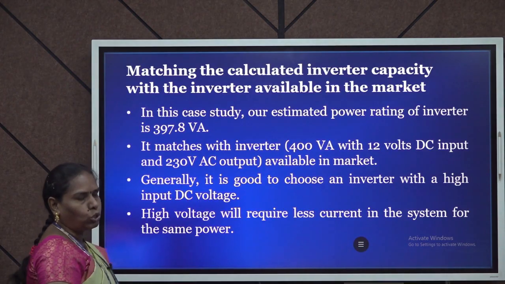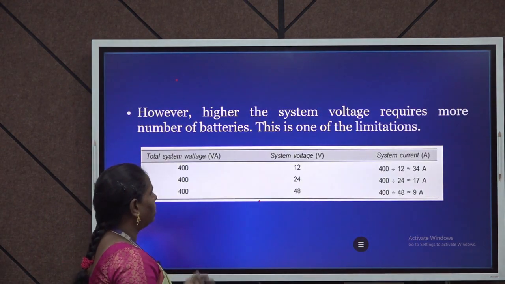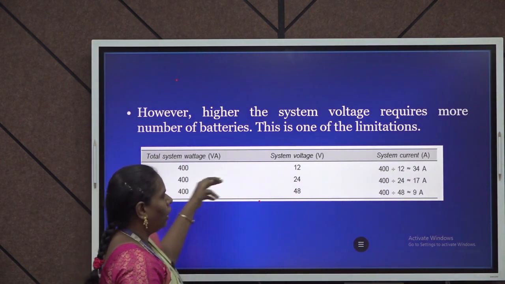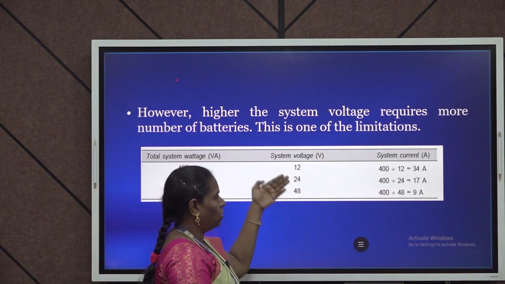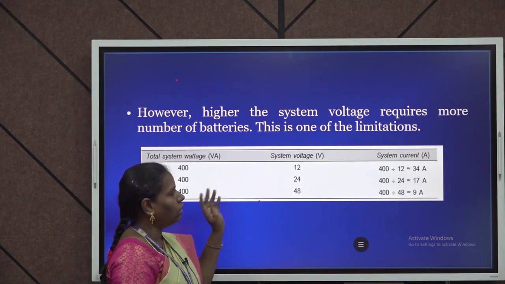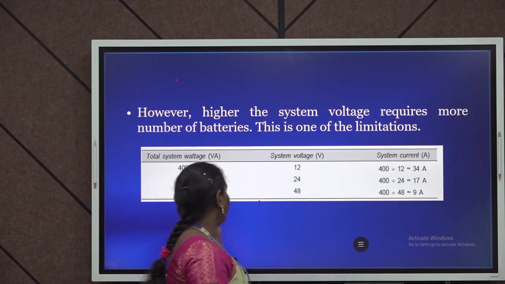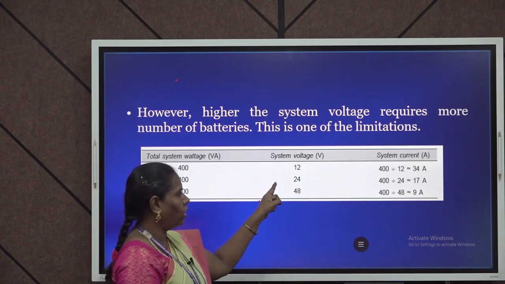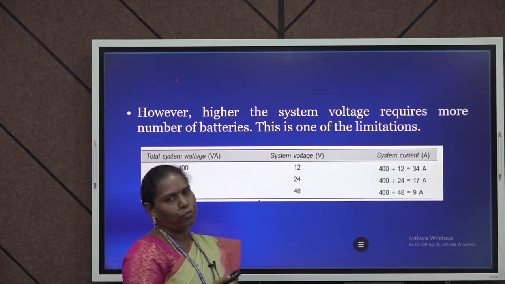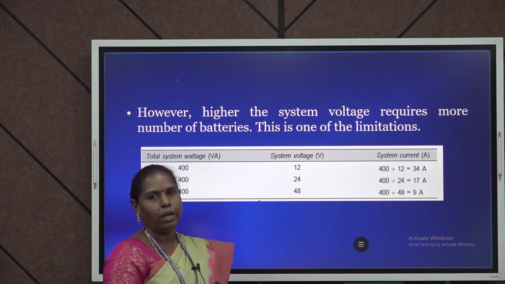Generally it is good to choose an inverter with a high input DC voltage. The reason is, for a given power rating of an inverter, if I increase the input voltage, say from 12 volt to 24 or 48 volt, consequently the current value decreases. We know the formula power is equal to voltage into current. If the voltage increases, then the current decreases. If the current decreases, we can use thinner wires and the power loss will be reduced.